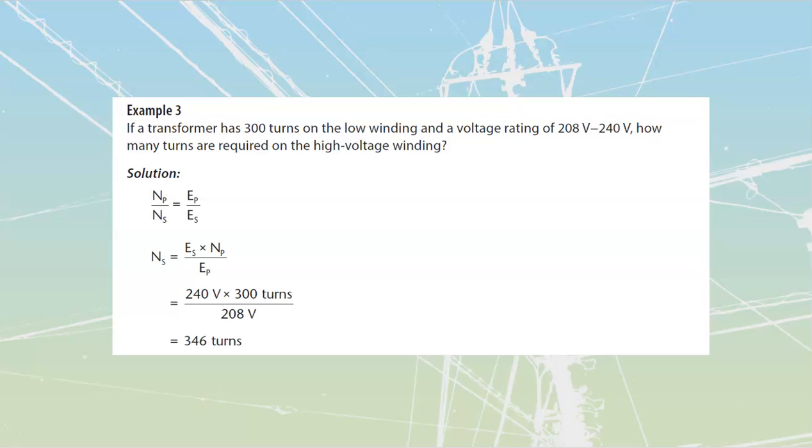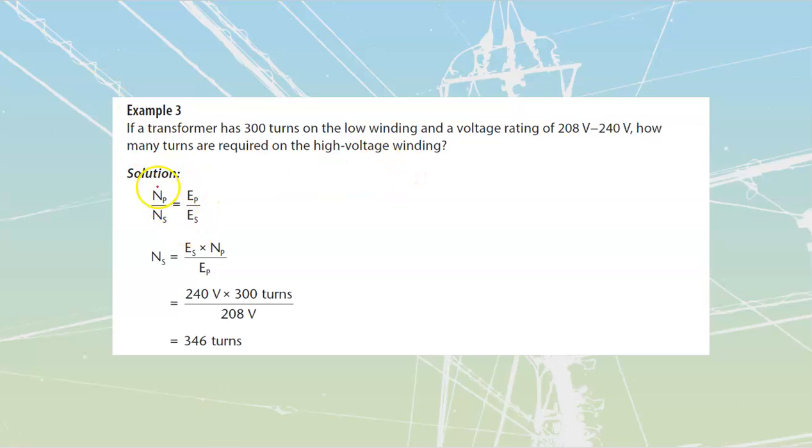Example number 3. They say a transformer has 300 turns on the low voltage winding and has a voltage rating of 208 to 240. How many turns are going to be required on the high voltage winding over here? Well, the high voltage winding should have a few more turns than my low voltage winding. We know that through our ratios. So now it's just a matter of working off of what we have over here.